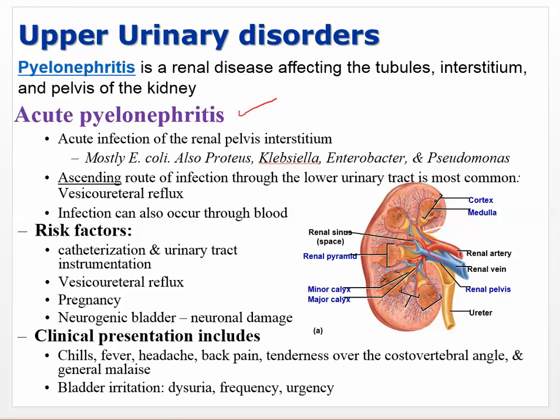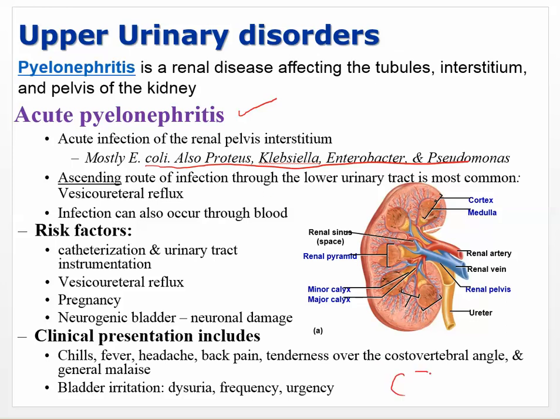So it's kind of getting up into the kidney, and it's going to travel. They're bacteria, they don't know where they're supposed to live, they just try to go everywhere. Okay, so it can affect the pelvis, and it can move up to the interstitium, the tubules, and you're going to have an infectious process that's going to take place. So acute infection of the renal pelvis and interstitium, mostly E. coli, and there are some others named here. Ascending route of infection through the lower urinary tract is most common.